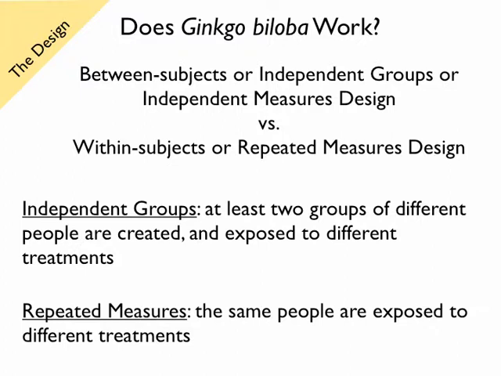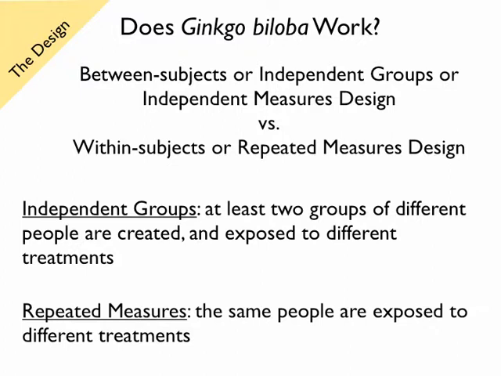And what that means is that there's at least two groups of different people that are being exposed to different treatments. And you guys came up with the design, and it involved assigning people to either take ginkgo or to take the placebo treatment. You guys had a placebo-controlled experimental design. But there were different people taking placebo than there were taking the ginkgo. So when it's different people in the different groups, they're independent, as in independent measures or between subjects.